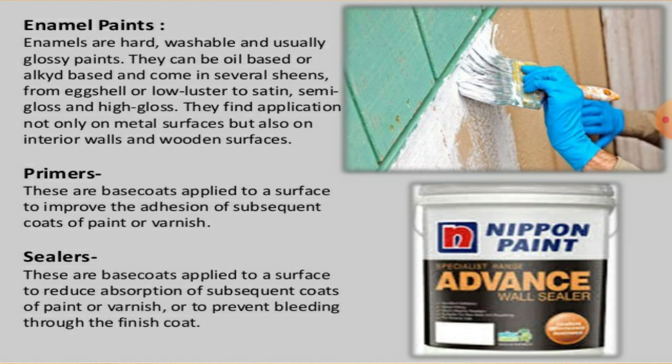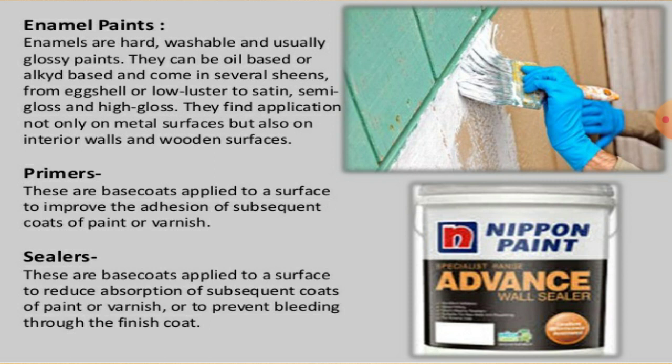Enamel paints. Enamel paints are hard, washable, and usually glossy paints. They can be oil based or alkyd based, and come in several shades from eggshell or low luster to satin, semi-gloss, and high gloss. They find application not only on metal surfaces but also on interior walls and wooden surfaces.